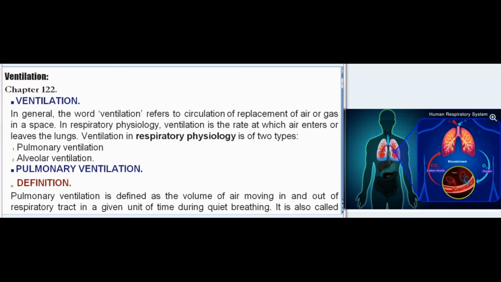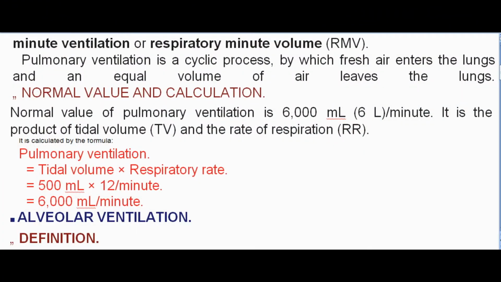Pulmonary ventilation. Definition. Pulmonary ventilation is defined as the volume of air moving in and out of the respiratory tract in a given unit of time during quiet breathing. It is also called minute ventilation or respiratory minute volume, RMV. Pulmonary ventilation is a cyclic process, by which fresh air enters the lungs and an equal volume of air leaves the lungs.